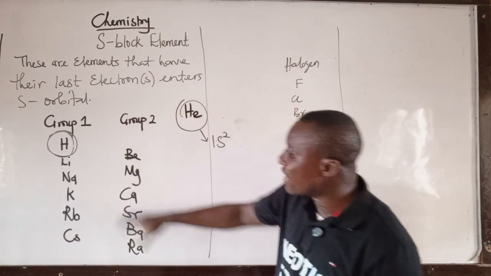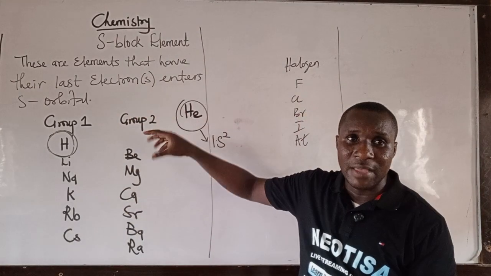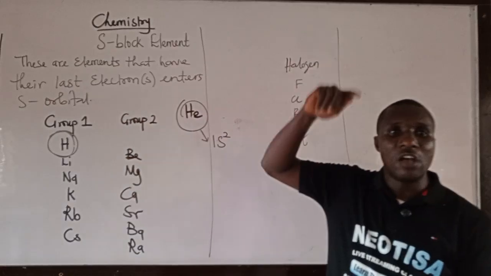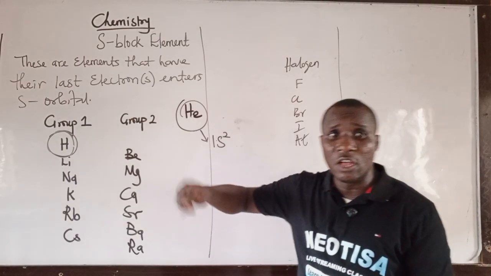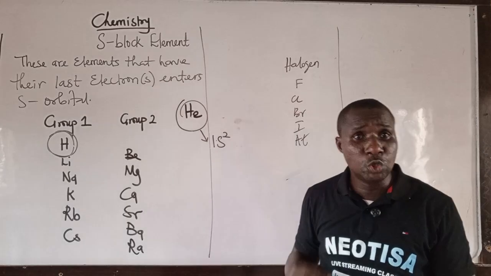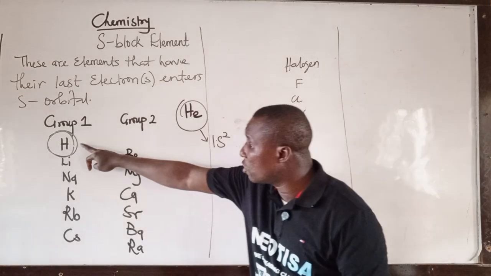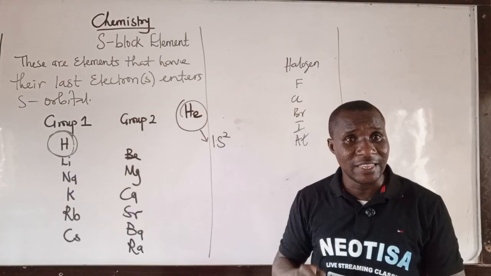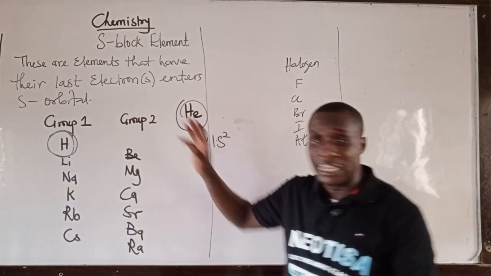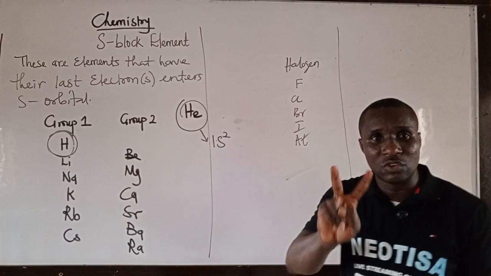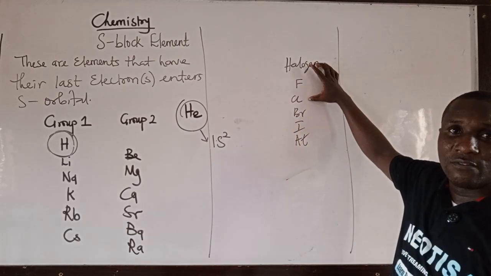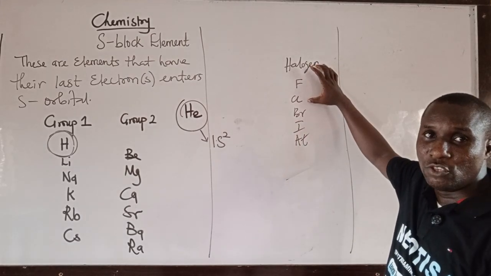But we are going to talk about the S block elements, which are metals. Hydrogen will be discussed in another video because a lot of questions come out on JUPEB on hydrogen, which you have to know. In 2023, questions on hydrogen came out. Take note. Hydrogen is an S block element, but it has two characteristics. It can behave like a group 1 element, and it can behave like a group 17 element, that means group 7A, the halogen family.